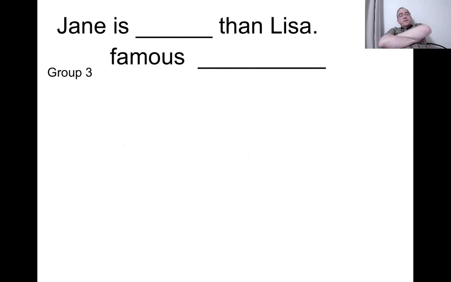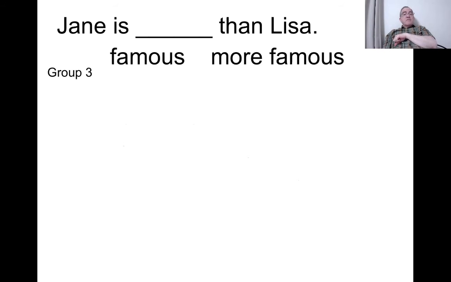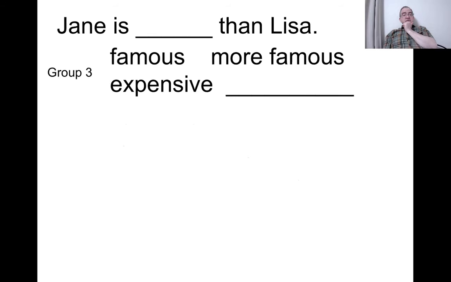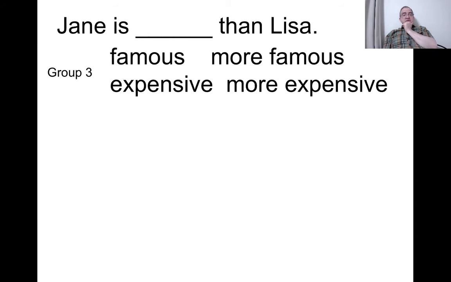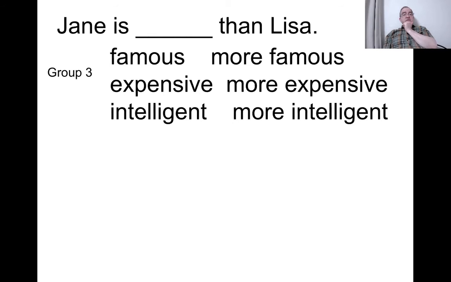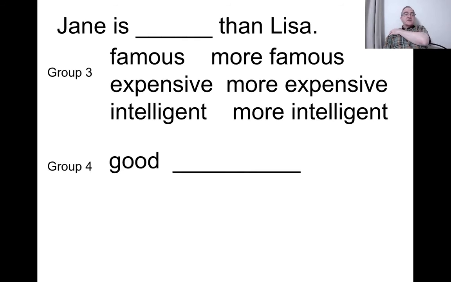Now group 3, famous. How would you say that? The answer is more famous. Jane is more famous than Lisa. Please repeat that. Expensive. Jane is more expensive than Lisa. Intelligent. Jane is more intelligent than Lisa. Okay, try to answer before I give you the answer.